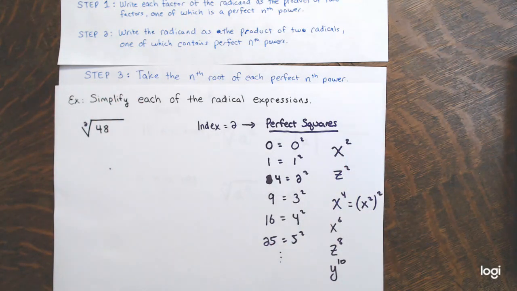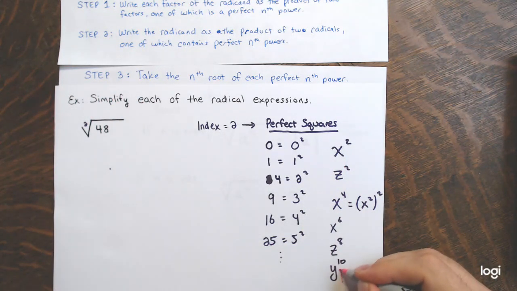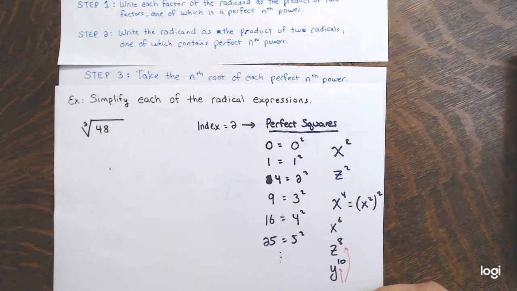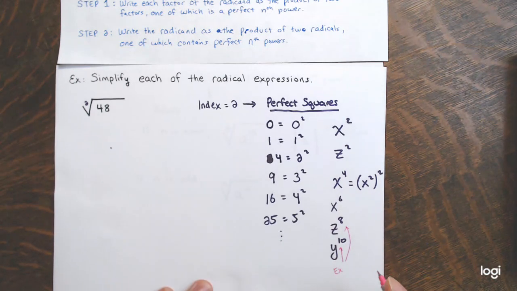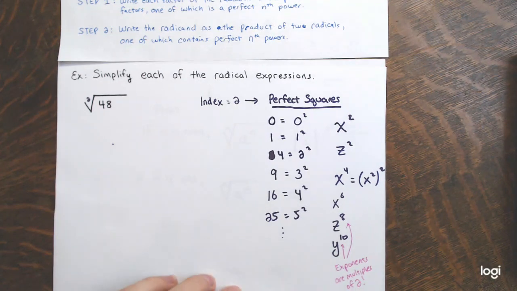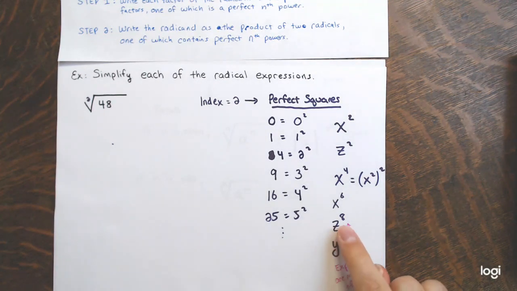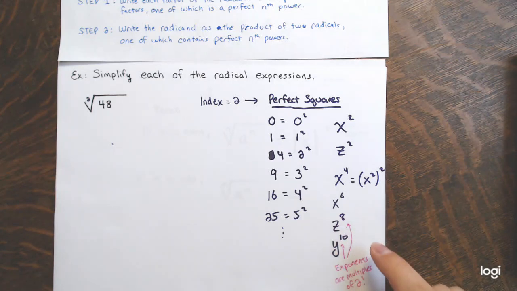And I'll just mention that right now. Really, if you see exponents that are multiples of 2, you'll have your perfect square, because z to the 8th would be z to the 4th squared. y to the 10th would be y to the 5th squared, right? You can use that power to a power rule to see how they are perfect squares.